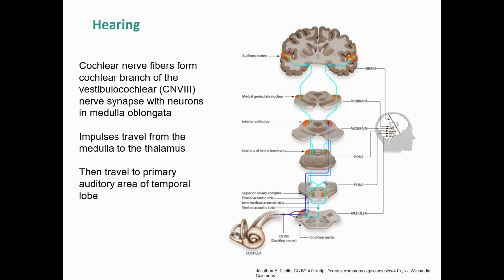Those cochlear nerve fibers are going to form the cochlear branch of the vestibular cochlear nerve. This is going to synapse in the medulla oblongata. Here's our cochlea, here's our cochlear nerve. We see that we're entering in, synapsing in the medulla, and then traveling up through the medulla, through the pons, through the midbrain, up to the thalamus, and then from the thalamus we will synapse towards the primary auditory area in the temporal lobe.